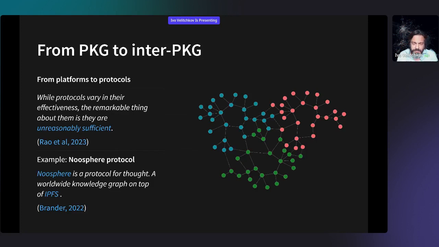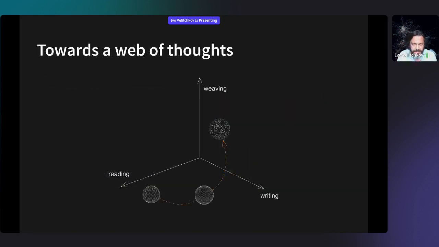But from personal knowledge graphs, it becomes even more interesting when we go to interpersonal knowledge graphs. And that's already happening. There are protocol services like Same Page that integrate data without owning it from different applications for personal knowledge management, the so-called tools for thought. But the real change will come with the right kind of protocols, because they have this particular feature that they're unreasonably effective, as Venkatesh Rao said. One of them now appearing is the Nostr protocol. And this would bring the web towards the web of thoughts.